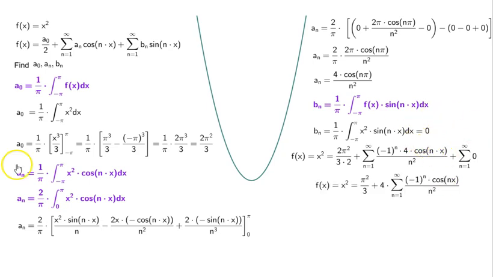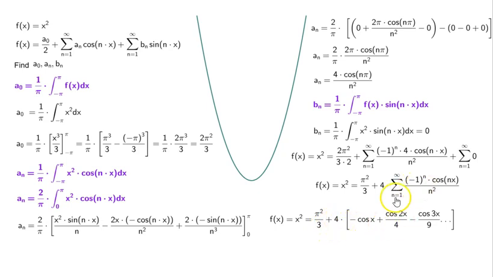This we simplify to f of x equal to x square, which is equal to, 2 cancels out, pi square by 3 plus 4, we can take it out, 4 times summation as n goes from 1 to infinity of minus 1 to the power of n times cos nx by n square. Okay, now let's expand it. So we have f of x equal to x square, which is equal to pi square by 3 plus 4 times.